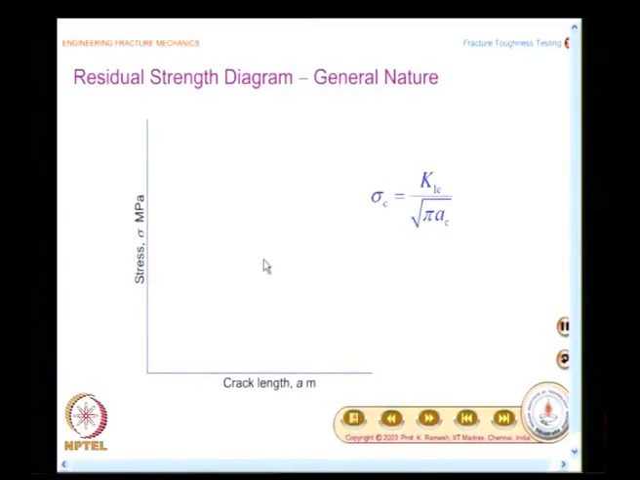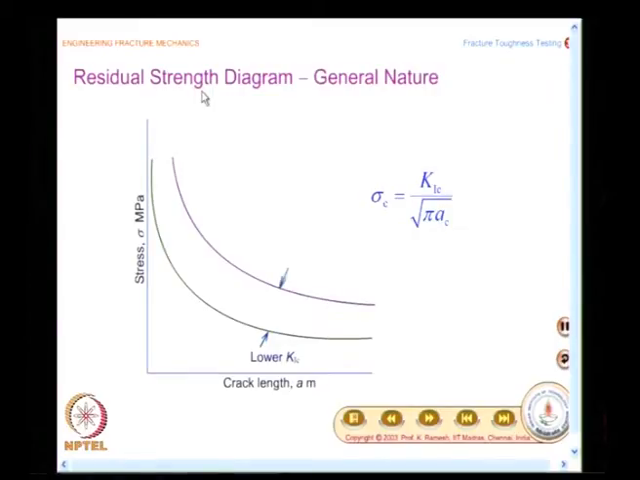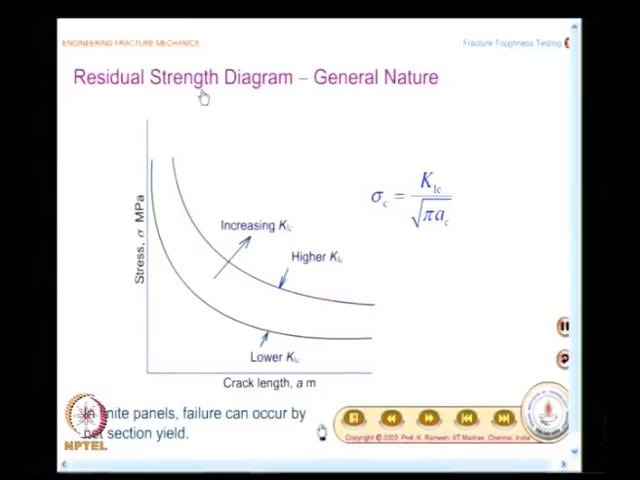Another important concept that you need to learn here is the residual strength in the presence of a crack, because thin panels are used in aerospace structures. The idea of fracture mechanics is whether my design is safe. If I have a crack, what is the residual strength that I could anticipate from it? Here you have a graph between crack length and stress. As the crack length increases, the stress that I could apply would be smaller and smaller. When the crack length is very small, you could apply a very large stress.